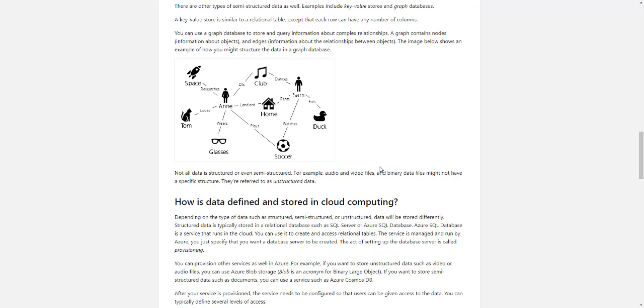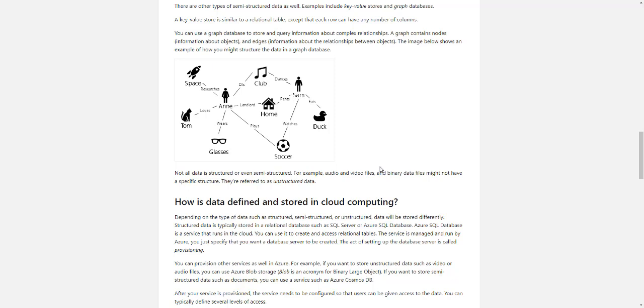Examples include key value stores and graph databases. A key value store is similar to a relational table, except that each row can have any number of columns. You can use a graph database to store and query information about complex relationships. A graph contains nodes, which is information about objects, and edges, which is information about the relationships between those objects. The image below shows an example of how you might structure the data in a graph database.